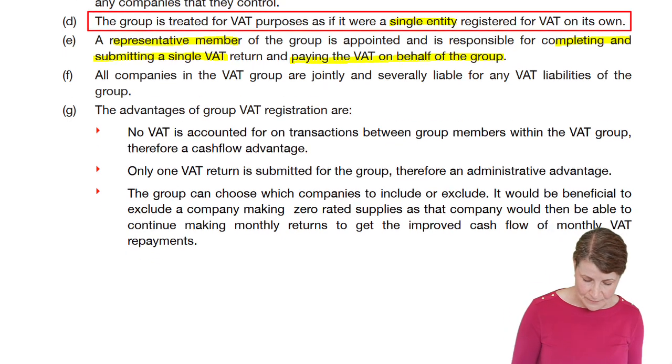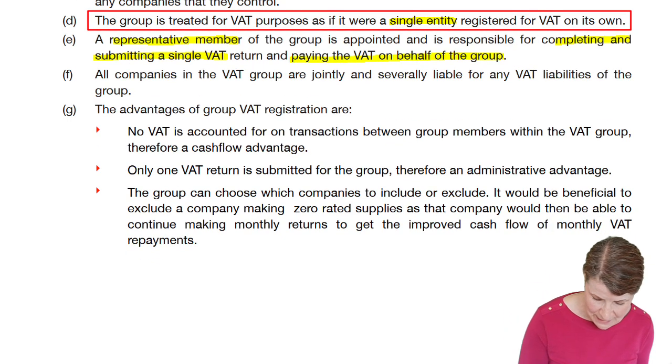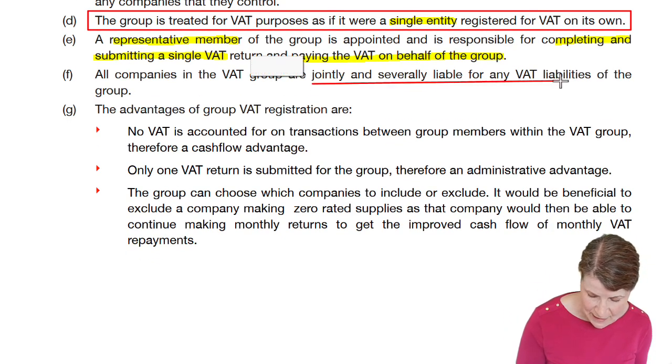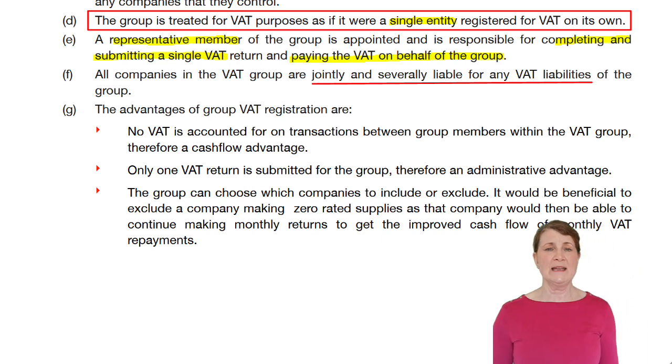Now, the group is jointly and severally liable for any VAT liabilities. What that means is if the representative member doesn't pay the VAT that's owed, HMRC can come after any or all of the companies in the group to collect the VAT, not just the representative member. So that's what we mean by joint and several liabilities.